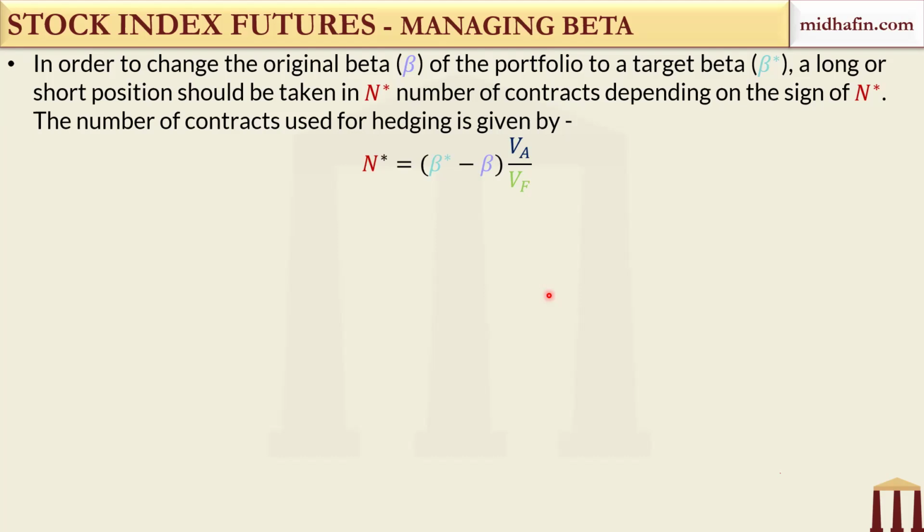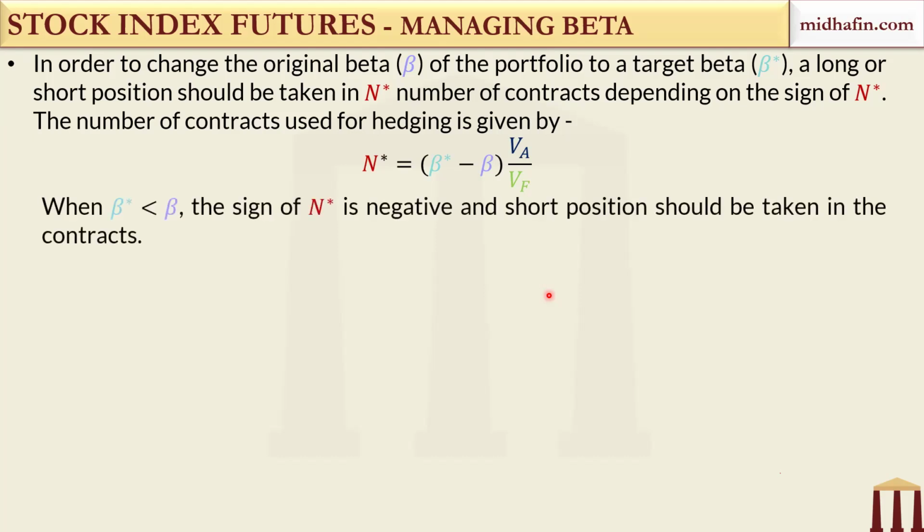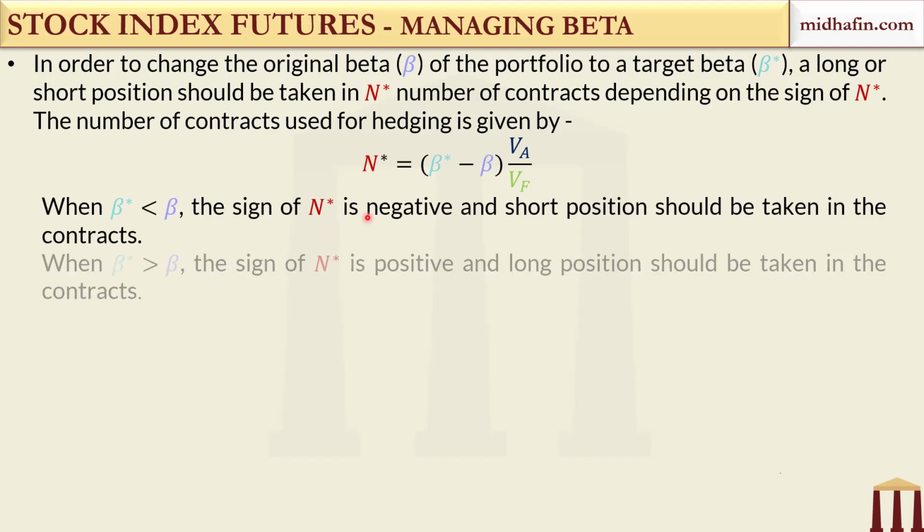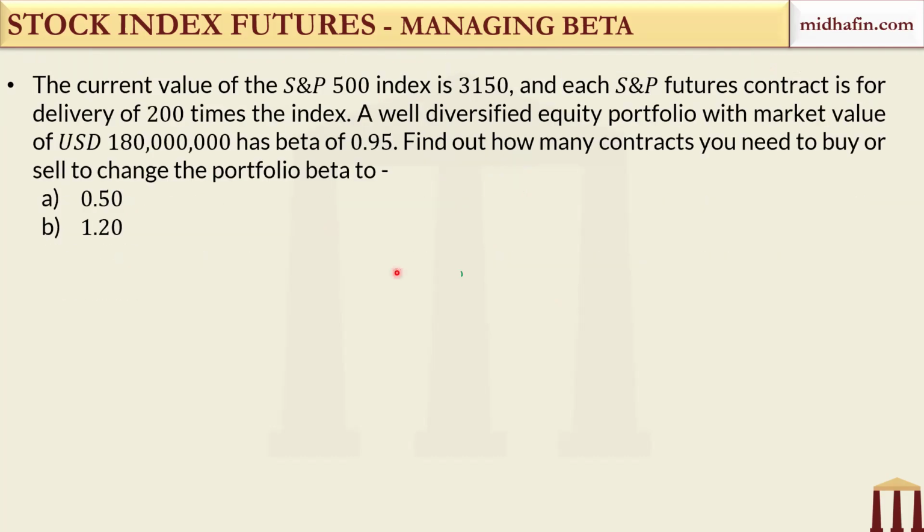So the number of contracts used for hedging is given by (beta star minus beta) multiplied by VA by VF. If beta star is less than beta, the sign will automatically tell you whether you have to take a long position or a short position. So you can take this example. The current value of the S&P is 3150. Again, just go through this and send your answers quickly, at least for part A, and part B we'll just skip.